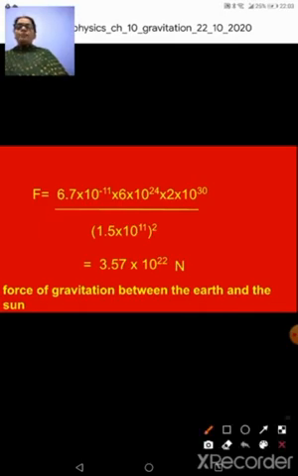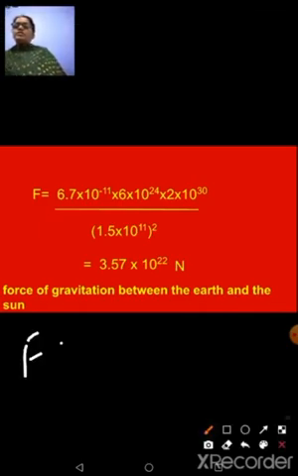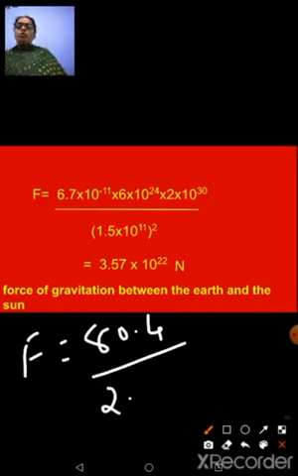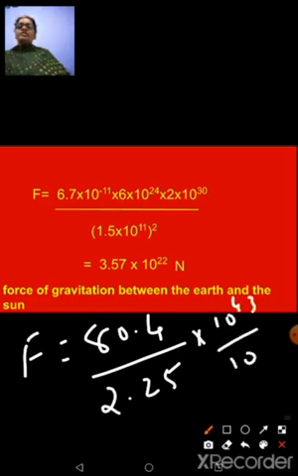So now F is equal to 80.4 divided by 2.25 into 10 raised to 43 upon 10 raised to 22. When it is division, it becomes subtraction, right? You know, in exponents, when it is multiplication, you have to add the powers, I mean the index numbers. When it is division, you have to subtract the index numbers. 43 minus 22 will give me 21.